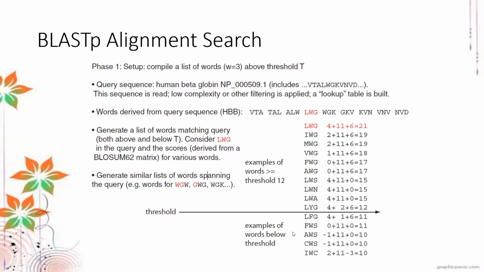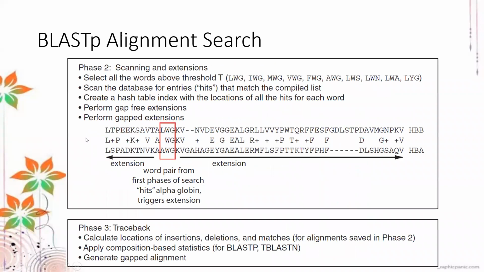Anything below doesn't really matter much. So anything above the threshold, you consider it. So these are the similar list of words spanning your sequences. So this is the lookup words, the list of words above a certain threshold T. So you include this one, not this one. Okay. Now, scanning and extension.